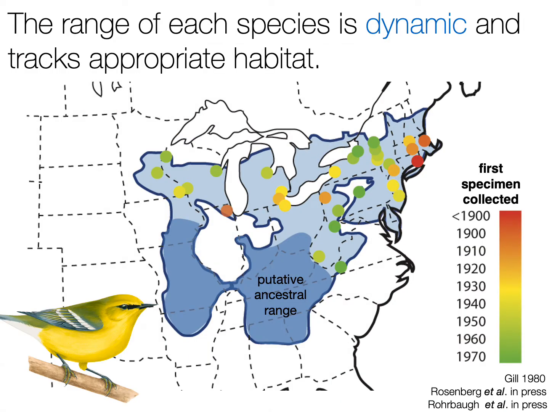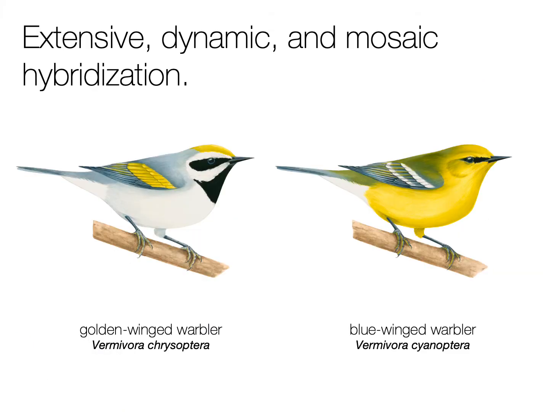Importantly, the range of each species is dynamic and tracks appropriate habitat. So here you can see the potential ancestral breeding range of the blue-winged warbler, and then the year the first specimen was collected across various places in eastern North America. And you'll notice that in Ithaca, New York, at the top right part of the range of the blue-winged warbler, the first collection wasn't made until 1970. So clearly, these birds are tracking the appropriate breeding habitat, which results in extensive dynamic and mosaic hybridization. So wherever they co-occur, they hybridize. And they co-occur in patchy ways related to where their breeding habitat exists.